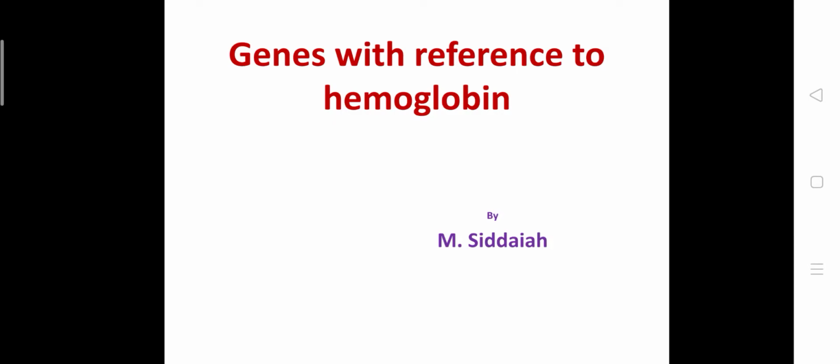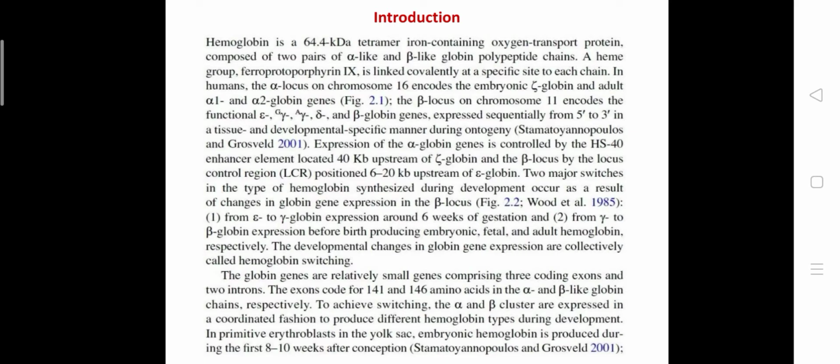Hello everyone. In this session, we will be talking about genes with reference to hemoglobin. Hemoglobin is a 64.4 kilodalton tetramer iron-containing oxygen transport protein composed of two pairs of alpha-like and beta-like globin polypeptide chains. A heme group, ferroprotoporphyrin 9, is linked covalently at a specific site to each chain.